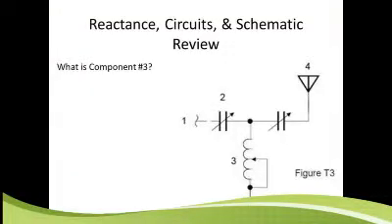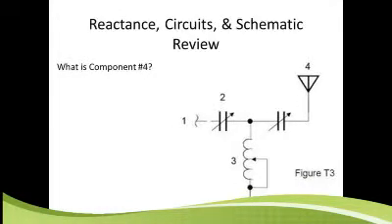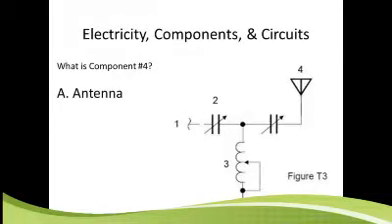All right, in this diagram, what is number 3? Variable inductor. A variable inductor, that's right. What is component number 4? We haven't covered that, but that's an antenna. That's a schematic symbol for an antenna.